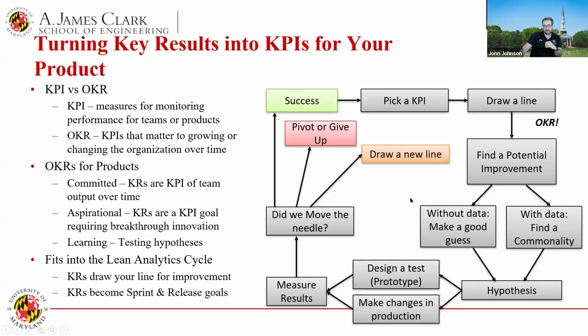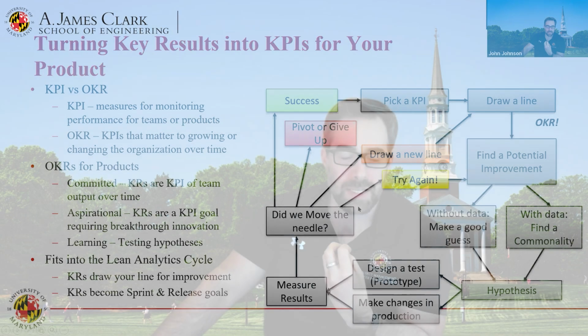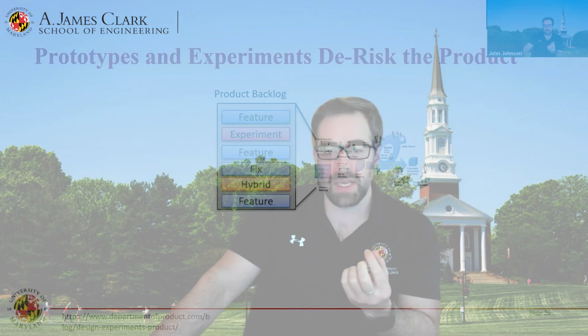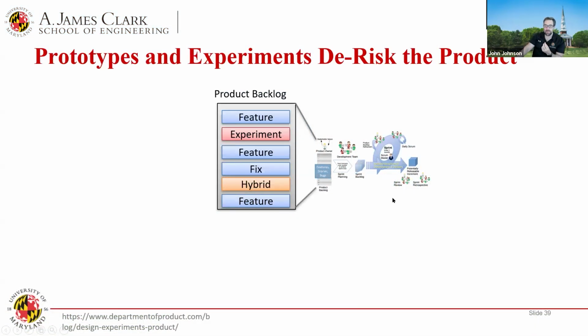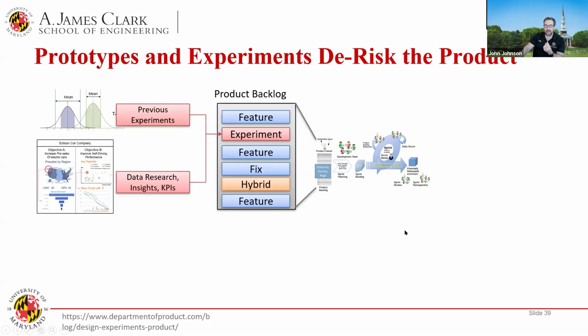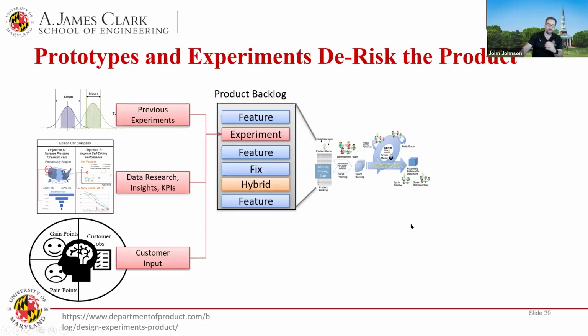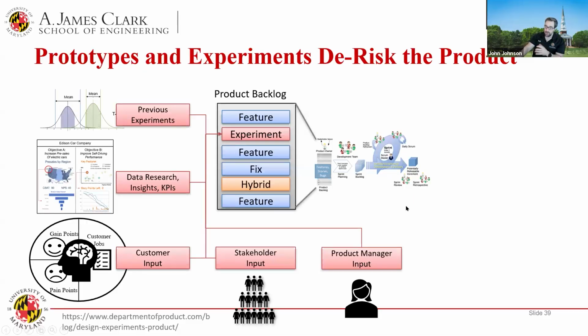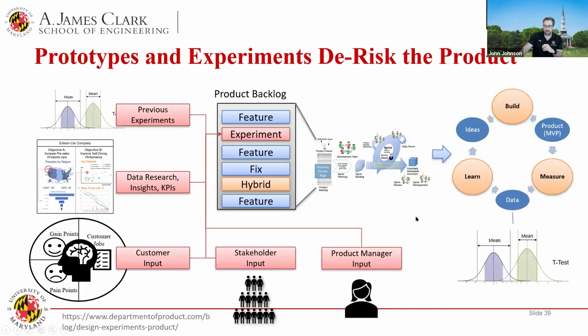You can decide to pivot or give up if it doesn't move, or you can draw a new line, or you can try again. And this cycle, this lean analytics cycle, allows teams to continuously attack these challenges and to do so under their own direction. And it's by fitting these experiments into the other work with the team, which is building and fixing different parts of the product, that allows us to run continuous experiments from previous experiments, insights, customer input. Stakeholders can provide insights as well. We still want them to come to the table, and we'll be able to run experiments and learn some more.